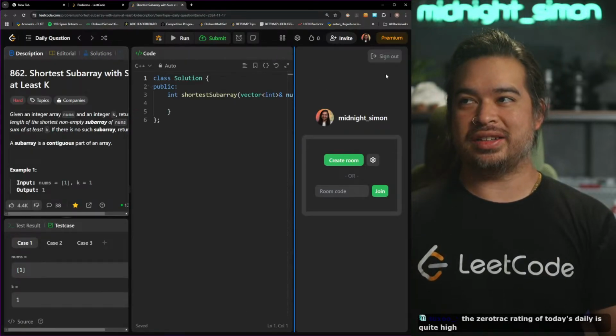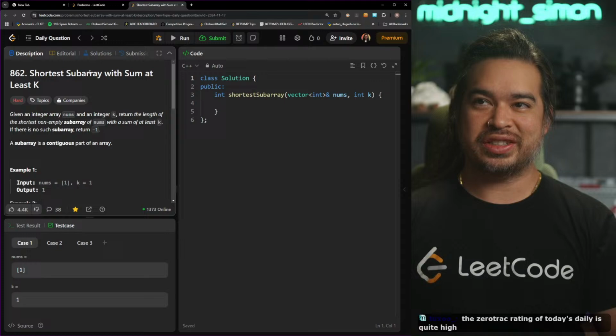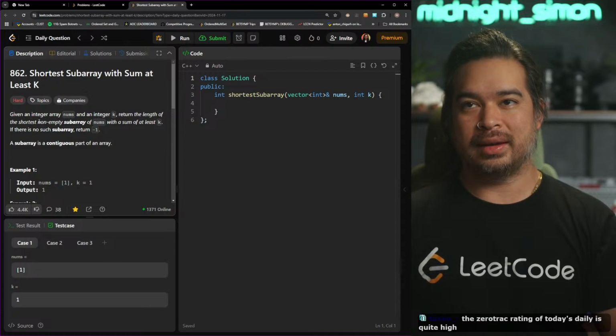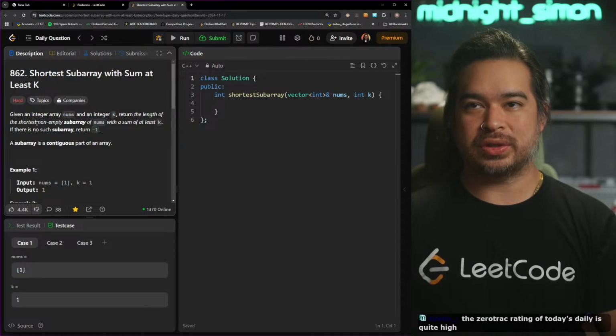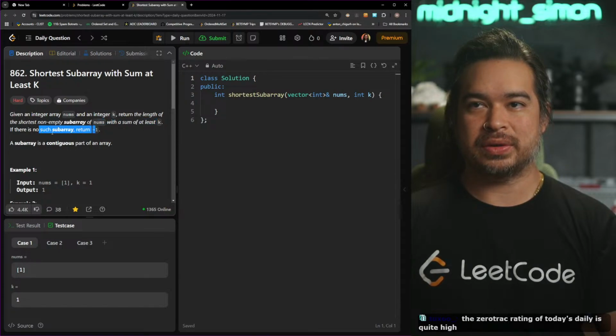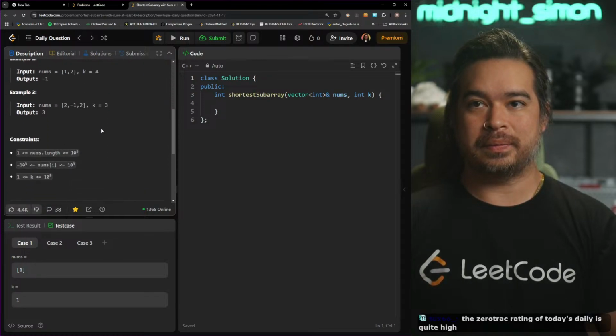Dang, it is hard. Shortest subarray with sum at least k. Given an integer array nums and an integer k, return the length of the shortest non-empty subarray of nums with a sum of at least k. If there is no such subarray, return -1. And the numbers can be negative.